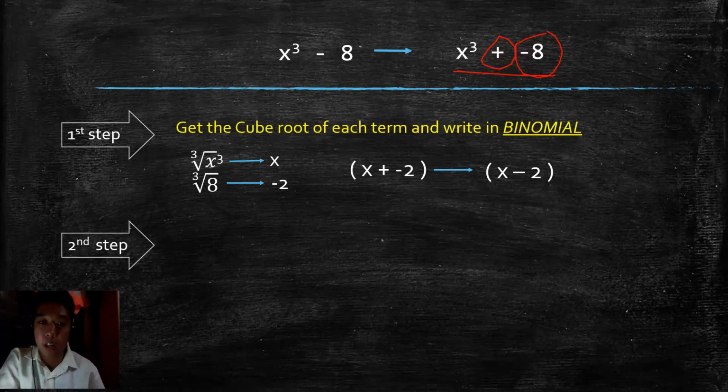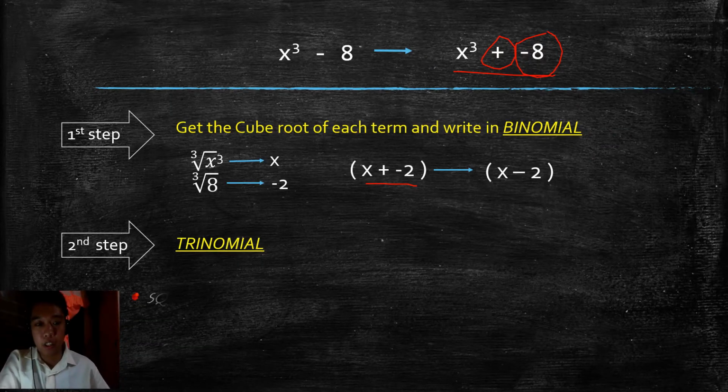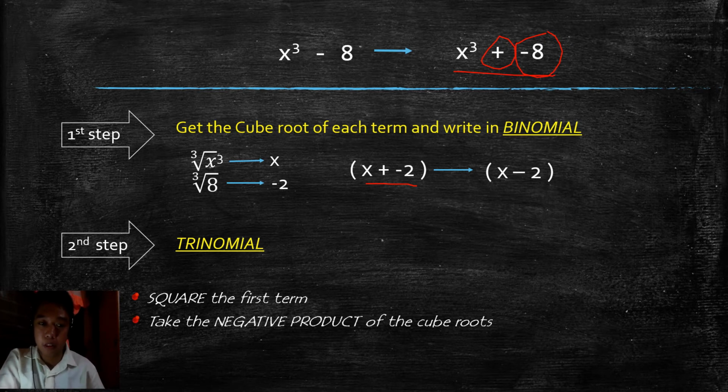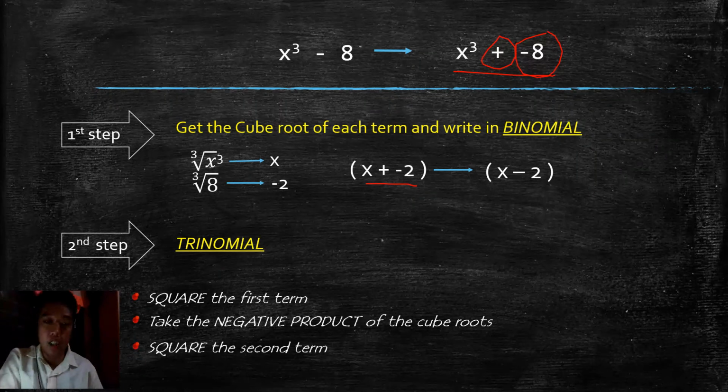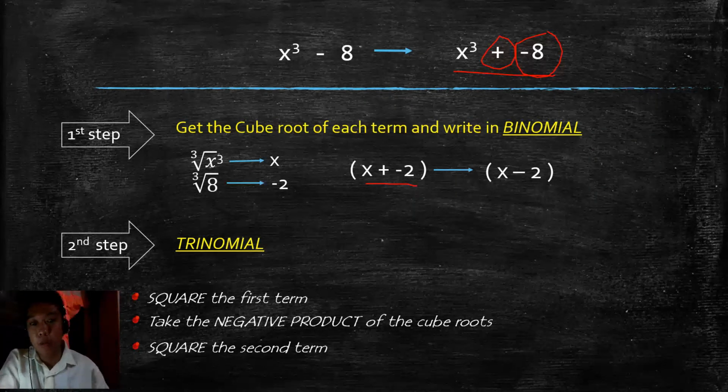So, second step naman tayo. Ang gagawin lang natin is, gagawa naman tayo ng trinomial. Pero, this time, hindi natin papakilaman yung difference of two cubes na nasa taas. Ang gagamitin natin is ito na form natin na binomial. Okay, so, we're going to form trinomial. Meron tayong 3 steps also. So, we have square the first term, take the negative product of the cube roots, and then also square the second term.